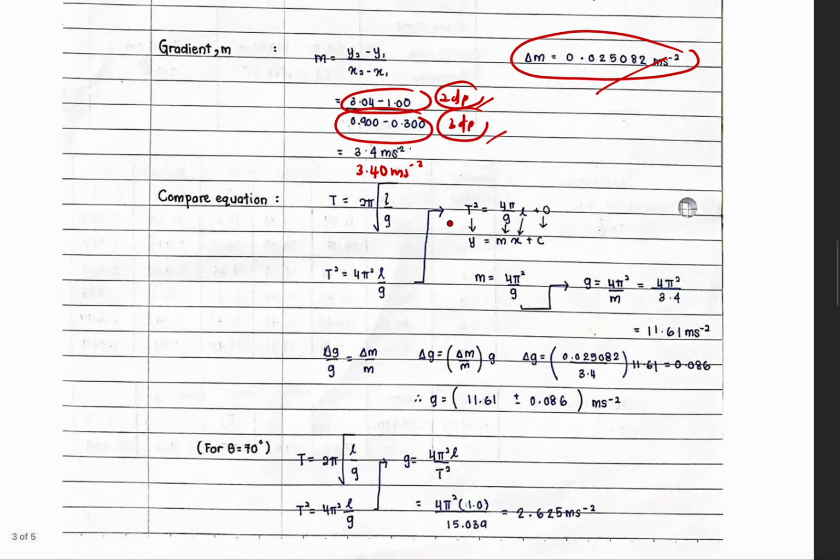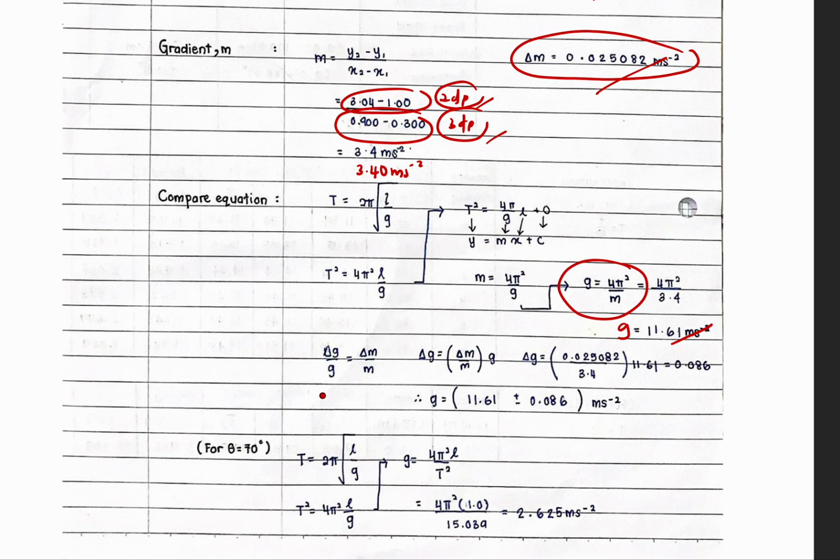Okay, then kita ada equation ini, and when we compare our equation, y kita adalah T squared and our x is L. So gradient kita adalah 4 pi bahagi dengan G. Okay, so gradient equals to 4 pi over G. Tapi sekarang kita nak cari G. So G adalah 4 pi squared bahagi dengan gradient. So kita dapat G kita 11.61. So this one is G.